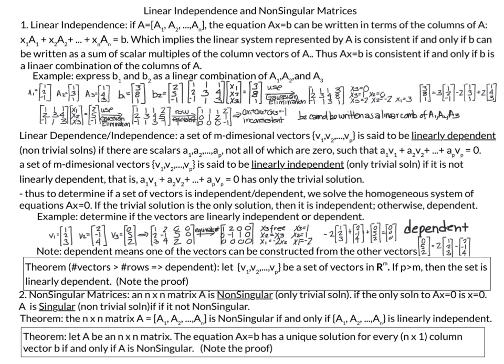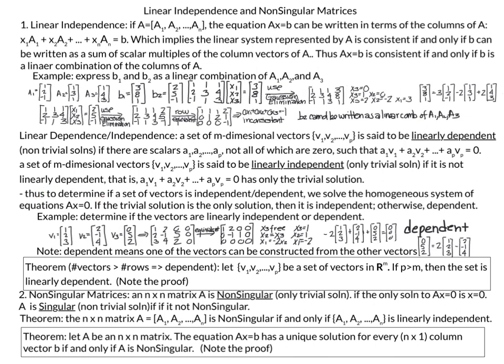Then we talked about linear dependence and independence. So a set of vectors, v1 to vp, is said to be linearly dependent, in other words, has non-trivial solutions to this linear equation here. When you multiply each of the vectors by a scalar and then set it equal to 0, it's linearly dependent if there are non-trivial solutions. And it's linearly independent if it has only the trivial solution. In other words, all these scalars have to be equal to 0.